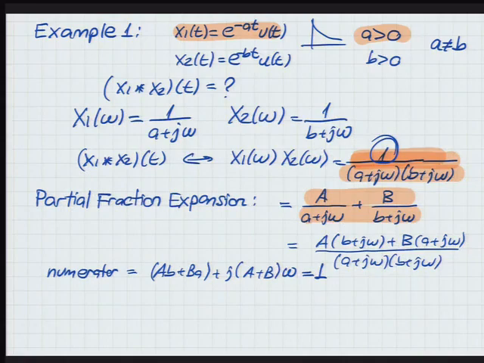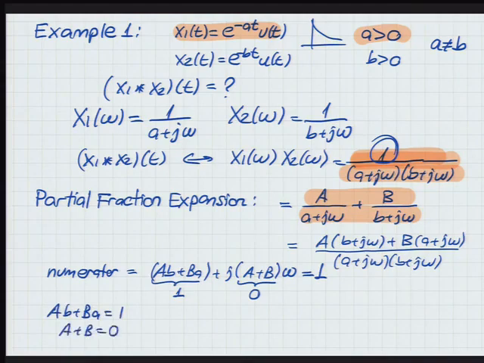I've expanded my product in the form of a sum. Okay? Is it possible? Well, this being 1 means this is equal to 1, right? And this must be 0, because I don't see any omega on the right hand side. I don't see anything complex either, right? So I have two equations and two unknowns. aB plus bA is 1. A plus B is 0. This one allows me to get rid of B, because B has to be negative A.